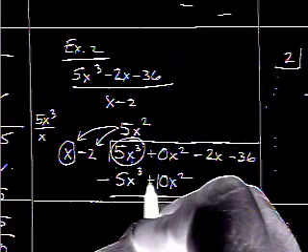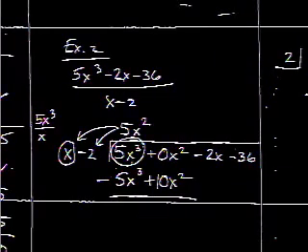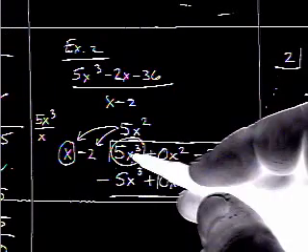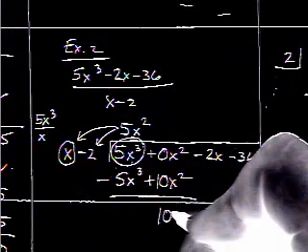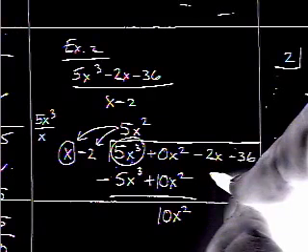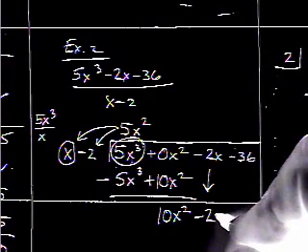Distribute the negative 1 and add. When you add, you're going to get rid of those. You're going to be left with 10x squared. Carry down the minus 2x.